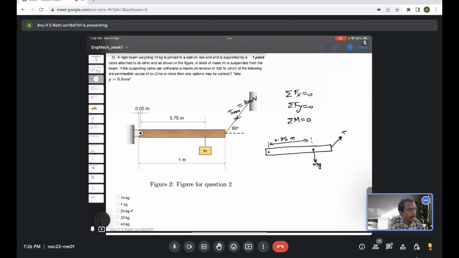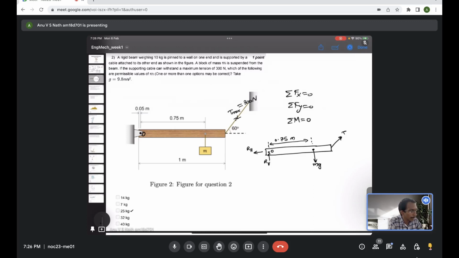Now it's actually a hinged joint, so you will have two support reactions there. One will be vertical and another will be horizontal. Let me mark the horizontal one this way. So this is the horizontal reaction and this is the vertical reaction. Let me mark the hinge as O, so that we will take the moment about O to solve the problem.